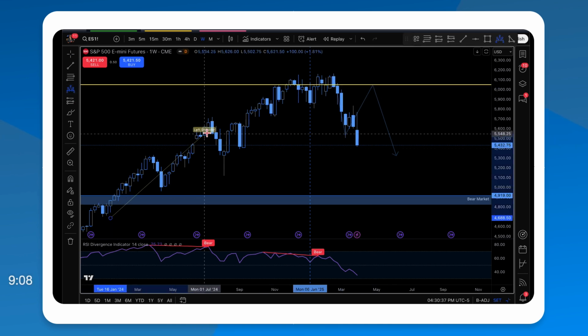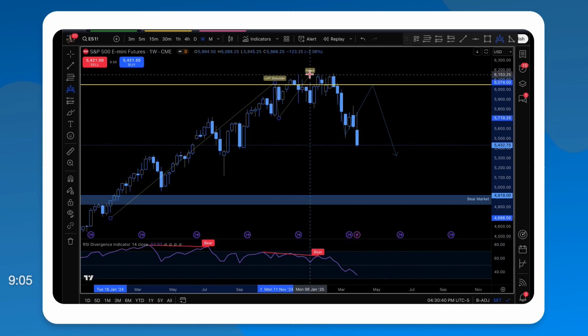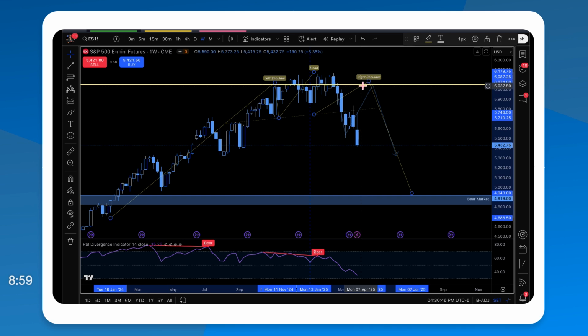I also had another area that I was looking at. I'll draw that in so you can see what I was thinking. So left shoulder, right shoulder somewhere over here. That hasn't played out as of yet.